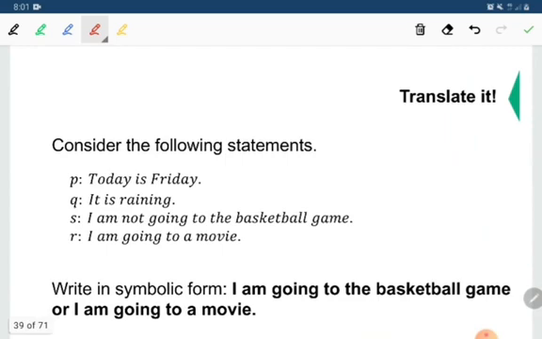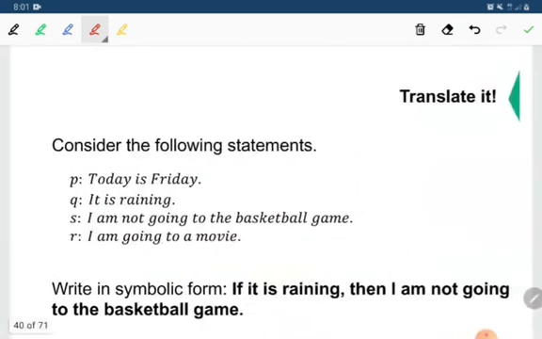I'm going to the basketball game. That's S, but its opposite, a negation, because it says not. This one, going. So, this one, or, meaning this is a disjunction between the negation of S and R. I'm going to a movie. If it is raining, then I'm not going to the basketball game. So, if then. So, an arrow should appear. It is raining, Q. I'm not going to the basketball game. That's S. The same. Not the negation.